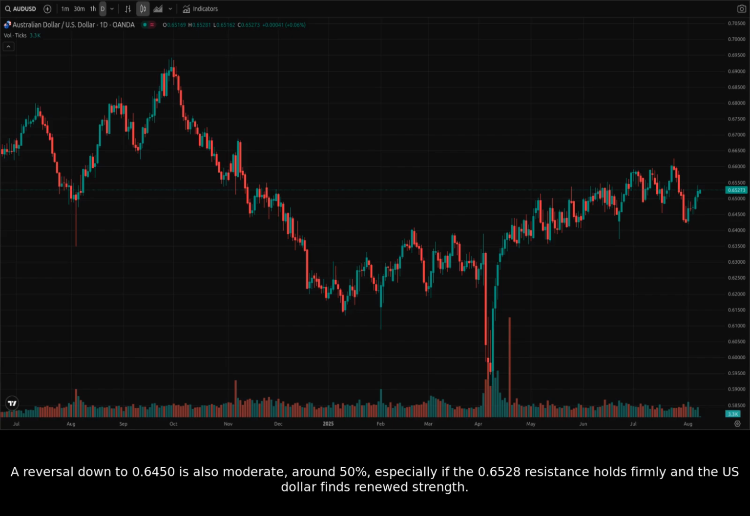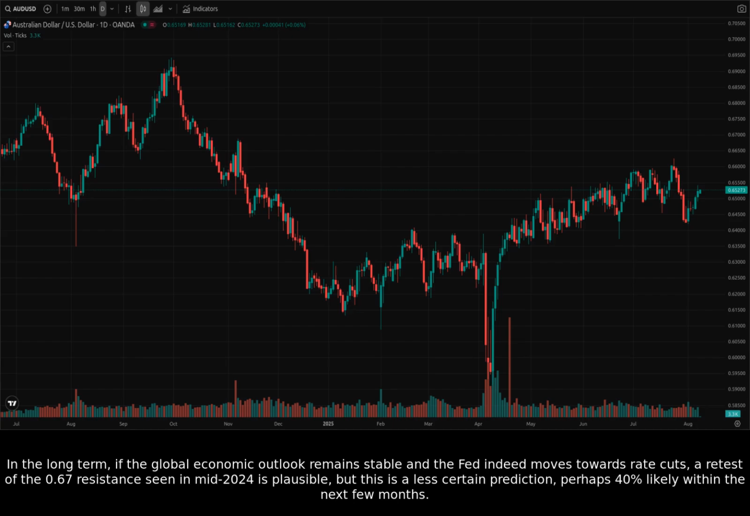dollar finds renewed strength. In the long term, if the global economic outlook remains stable and the Fed indeed moves towards rate cuts, a retest of the 0.67 resistance seen in mid-2024 is plausible, but this is a less certain prediction. Perhaps 40% likely within the next few months.